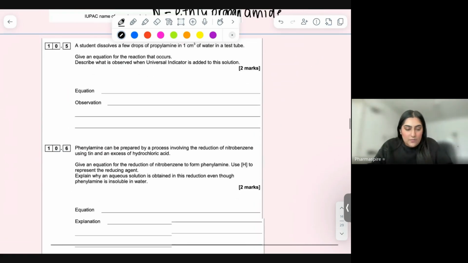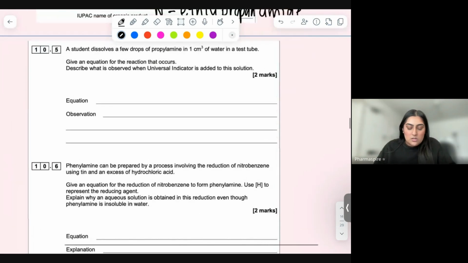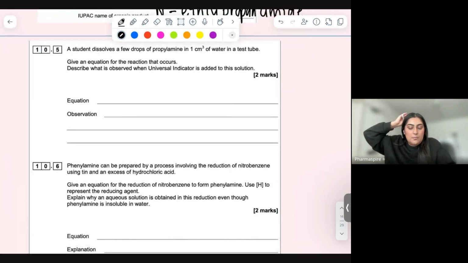Cool. Right, let's have a look at this one. So we've got a student who dissolves a few drops of propylamine in 1 centimeter cubed of water in a test tube. Give the equation for the reaction that occurs. Describe what is observed with the universal indicator. Okay, right. You've started off with water and it's adding universal indicator. So what color am I starting off with if it's started off with water? Green.